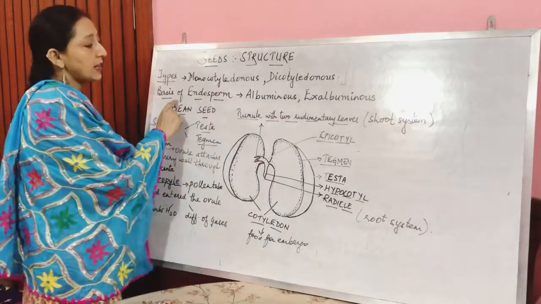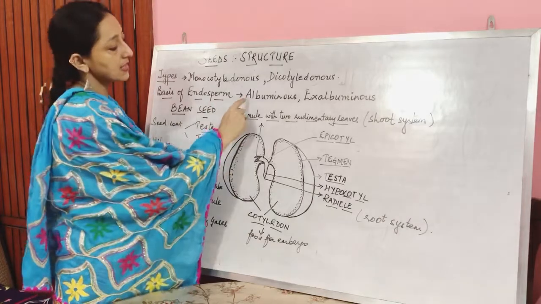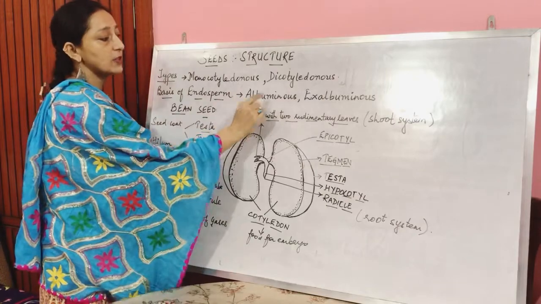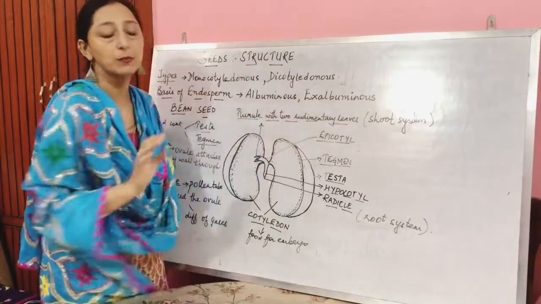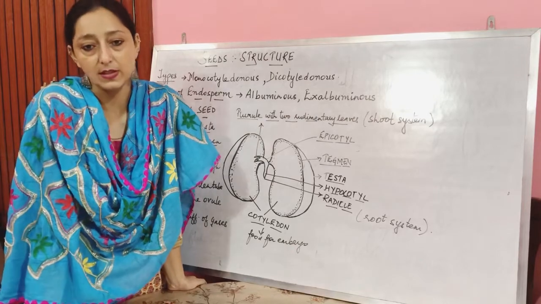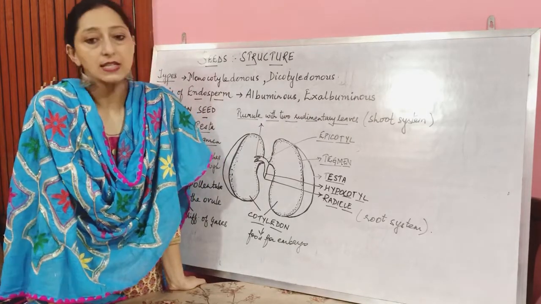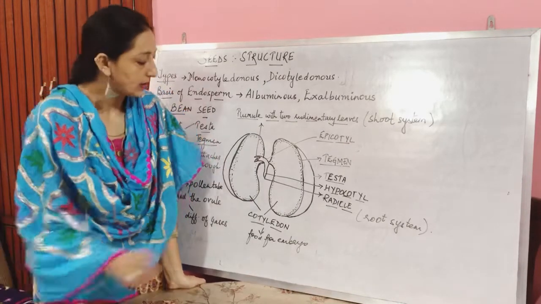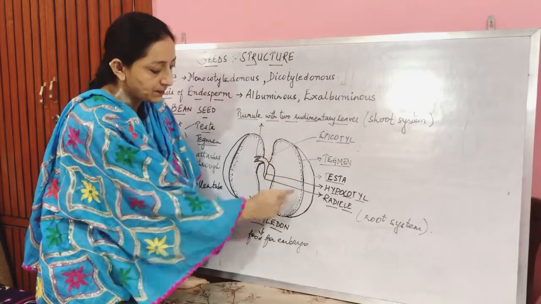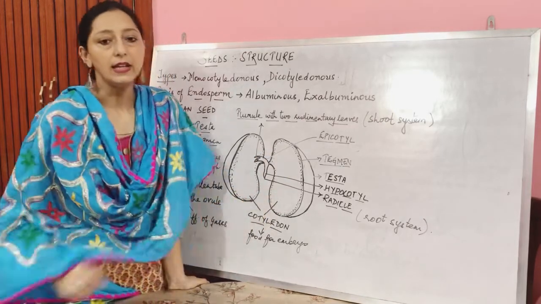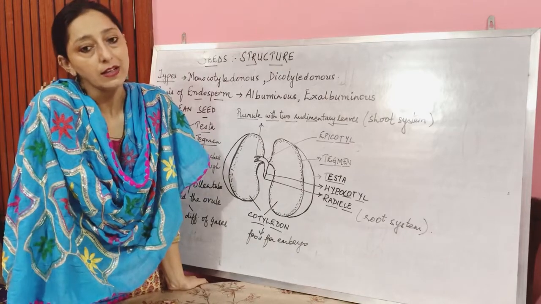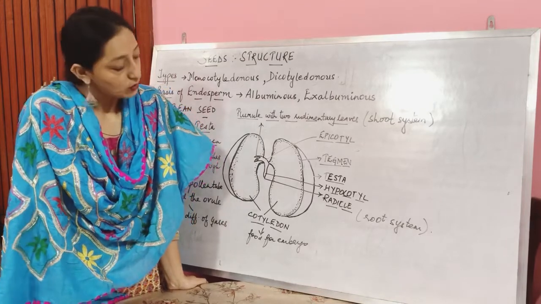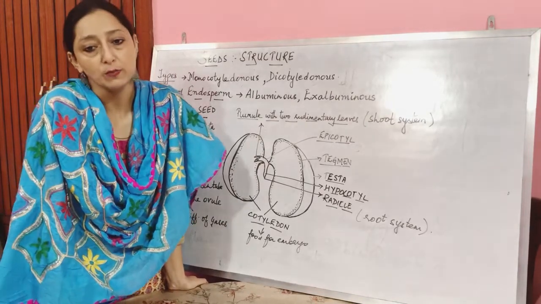Now on the basis of endosperm, these seeds are again classified into albuminous and ex-albuminous. Albuminous means endosperm is present. Ex-albuminous means endosperm is not present. Albuminous seeds are known as endospermic seeds, in which the cotyledons are thin. Cotyledons are these two structures. In albuminous seeds, the cotyledons are thin and membranous, and endosperm is also present, that's why they are known as endospermic.